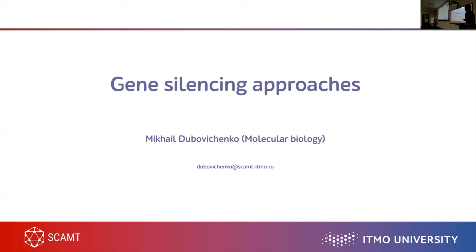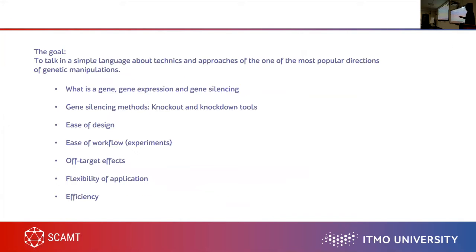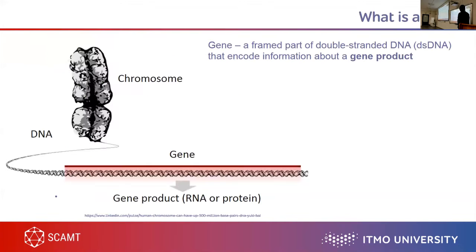This section will be about gene silencing and approaches. The main goal of the lecture is to talk in a simple language about techniques and approaches of one of the most popular directions of genetic manipulation. Today we will talk about what gene expression and gene silencing are, and what genetic silencing methods such as knockout and knockdown tools are. Also, we will mention ease of design, ease of workflow, off-target effects, flexibility of application, and their efficiency.